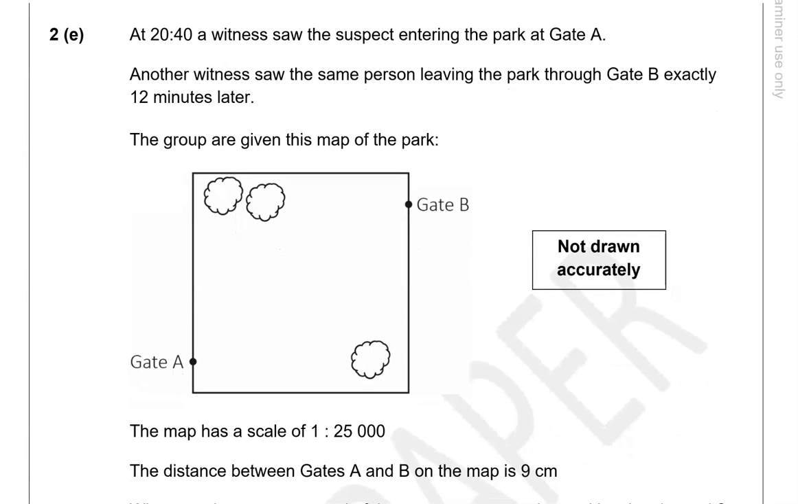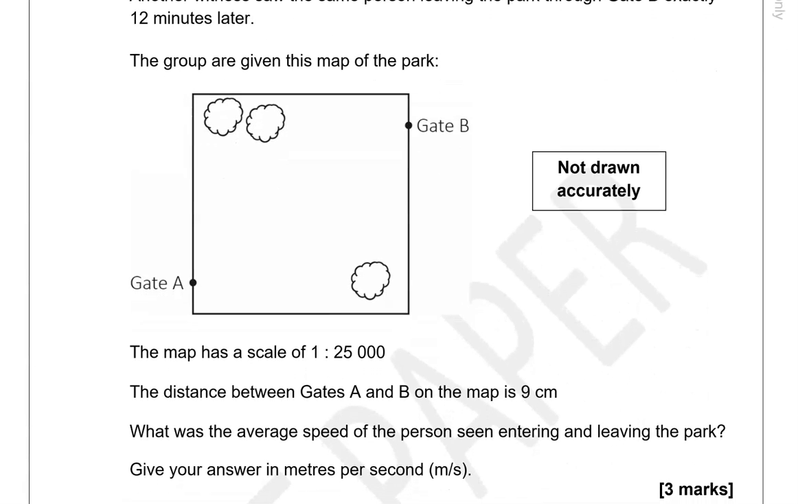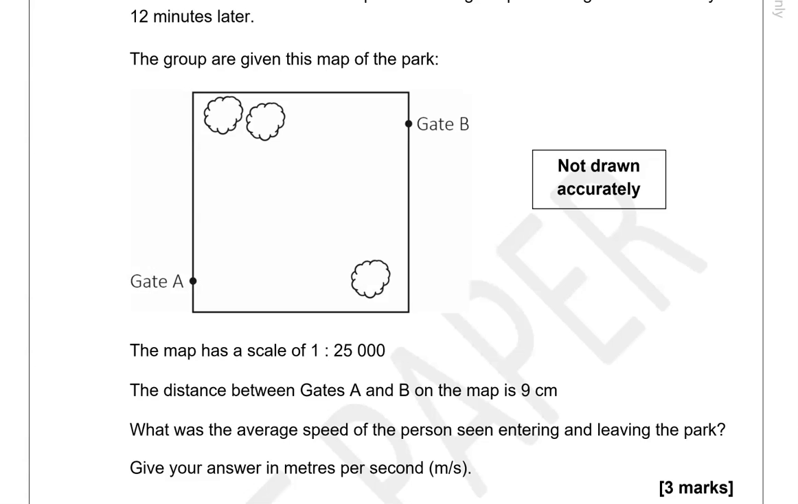At 20:40, a witness saw the suspect entering the park at gate A. Another witness saw the same person leaving the park through gate B exactly 12 minutes later. The group are given this map of the park. The map has a scale of 1 to 25,000. The distance between gates A and B on the map is 9 centimeters. What was the average speed of the person seen entering and leaving the park? Give your answer in meters per second.